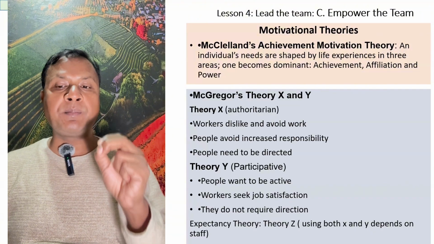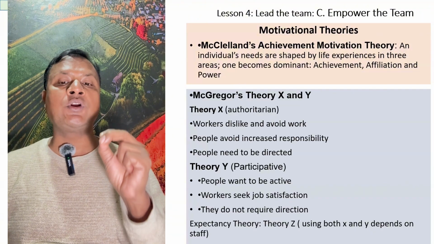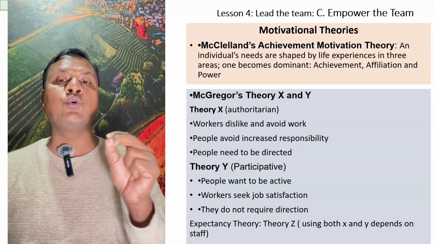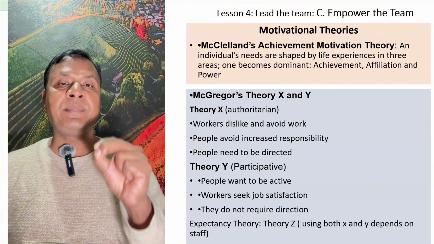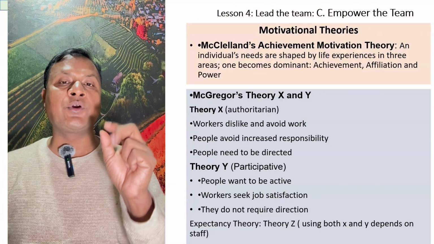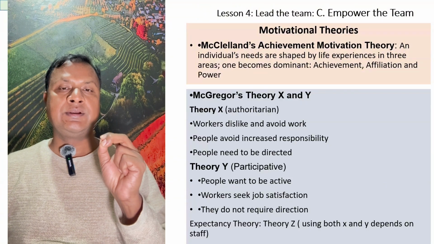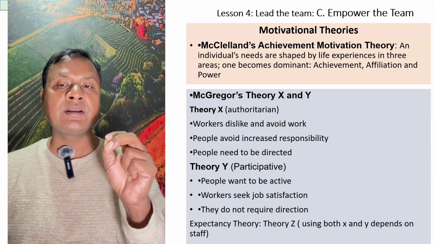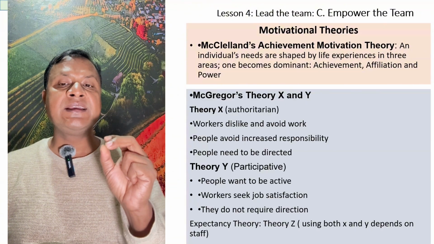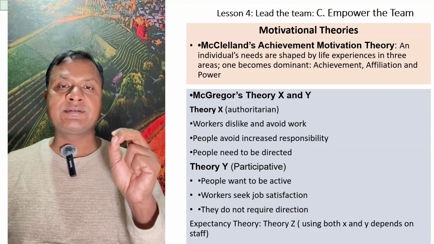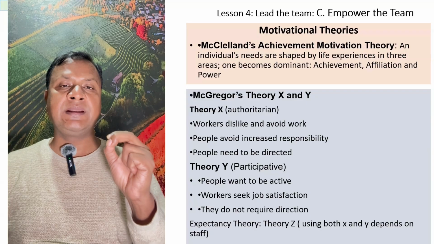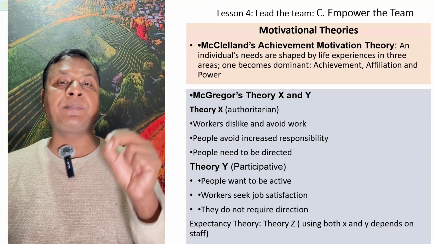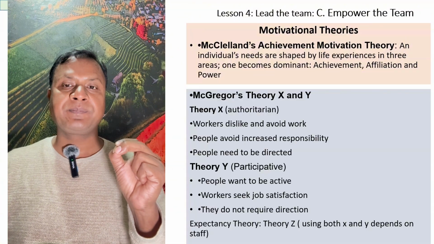But if we combine this X and Y, we call it expectancy theory. That means using both X and Y style based on the characteristics of the team member. So if the team member has an avoiding tendency toward work, then you should use the authoritarian rule. If the team member is always active and tries to do his work best, in that case you should use the participatory mode, theory Y.